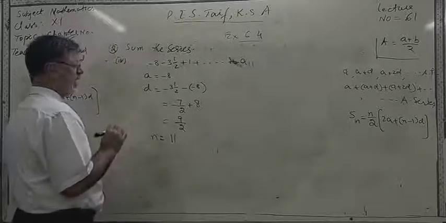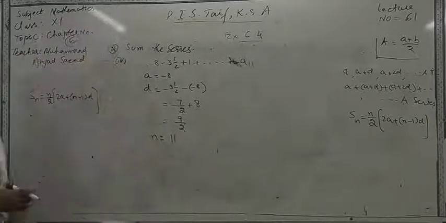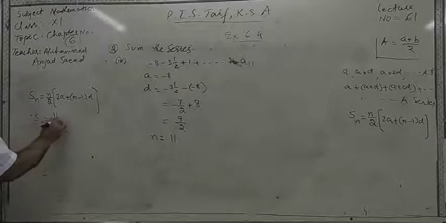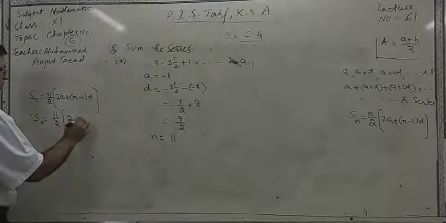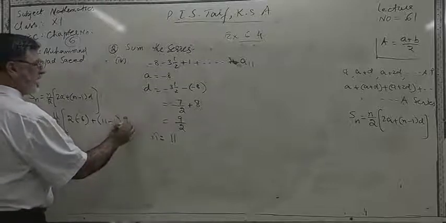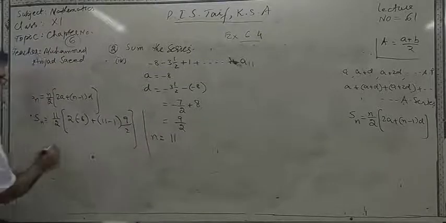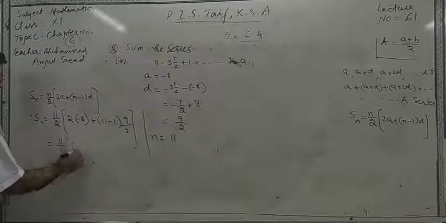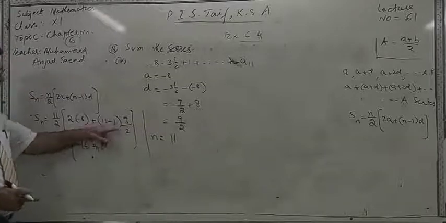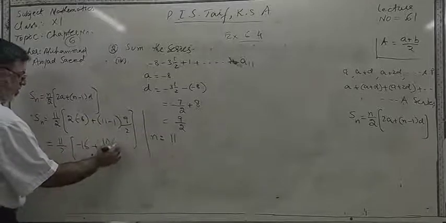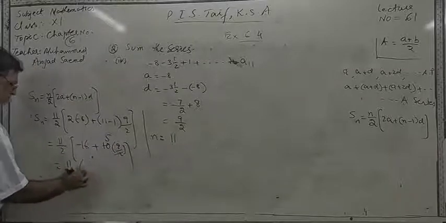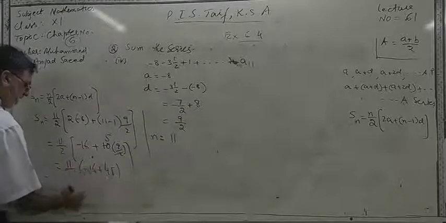So you have to find Sn using these values in this formula. Sn is equal to 11 over 2 into 2 into minus 8 plus 11 minus 1 into d, which is 9 over 2. So dear students, this is 11 over 2 into minus 16 plus 10 into 9 by 2, that is 11 over 2 into minus 16 plus 45.